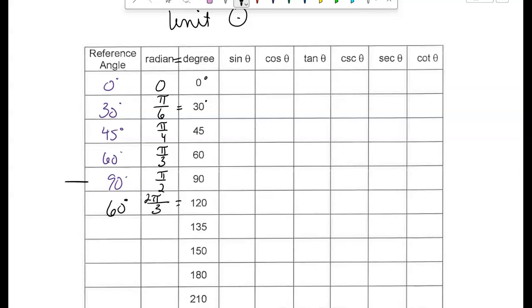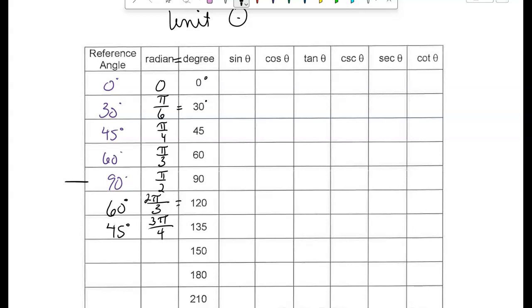135 degrees. What's my reference angle? 45. Which means anytime I have a 45 degree reference angle, it's going to be in radians with a 4 in the denominator. Second quadrant, just under 1, which would be 4 over 4. So what would that be? So that'd be 3 pi over 4. Okay, probably you're catching on.